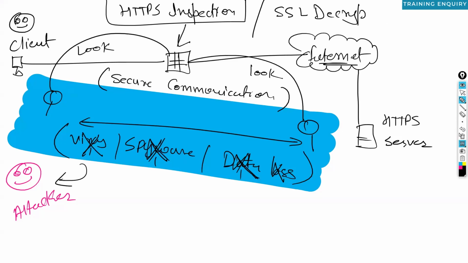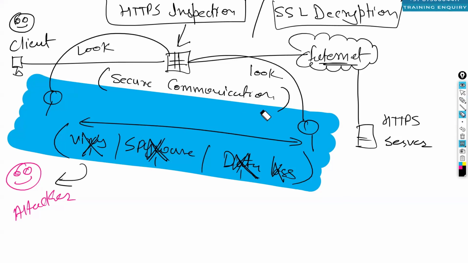This HTTPS inspection is also called SSL decryption on another vendor's firewall, like Palo Alto. On Palo Alto, this feature is called SSL decryption. When we enable HTTPS inspection or SSL decryption on our firewall, then our firewall will not let our client or user directly establish a tunnel with the server.